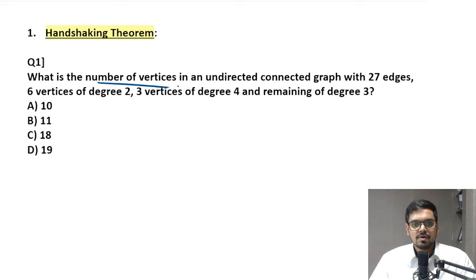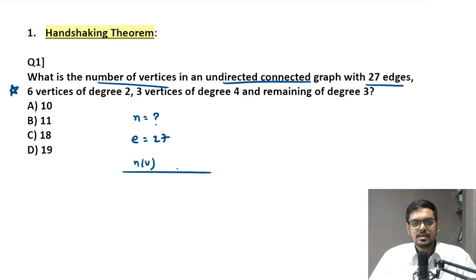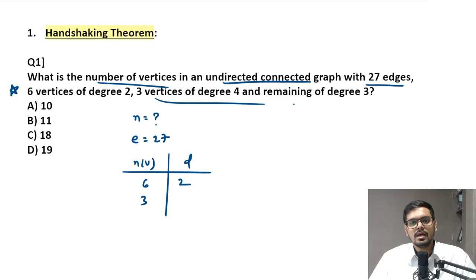What is the number of vertices? Which means n I have to find. In an undirected connected graph with 27 edges, so number of edges E is 27. Then this is very interesting. 6 vertices of degree 2. Now I have to make the table, number of vertices and respective degree. 6 vertices are there having degree 2 each. Similarly, 3 vertices having degree 4. Next we have x vertices. Remaining means x, since we do not know the total count. So remaining should be x vertices having degree 3 each.